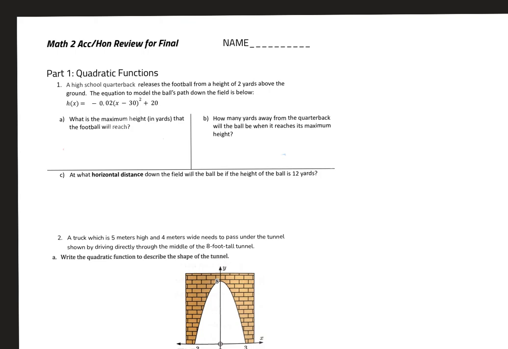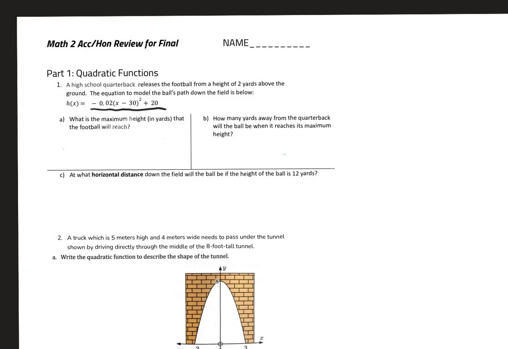Okay, so we have a situation where a quarterback throws the football, and the relationship between the height of the ball off the ground, h of x, and the distance the ball has traveled horizontally from the quarterback is given by this expression: negative 0.02 times (x minus 30) squared plus 20. Okay, so this is a quadratic situation.